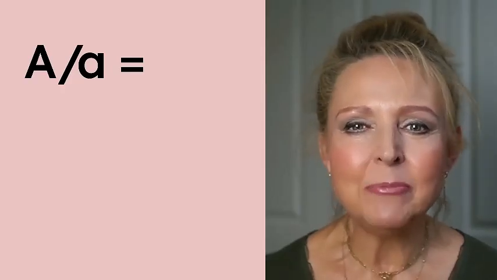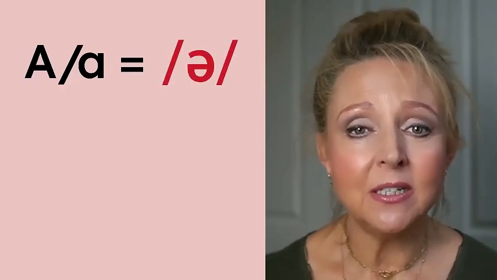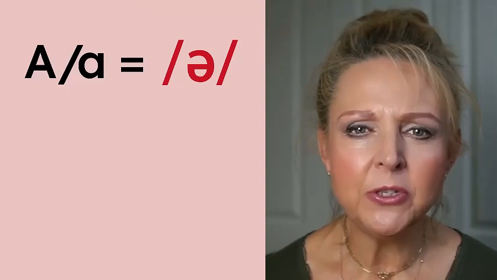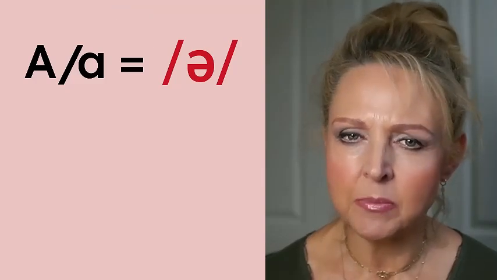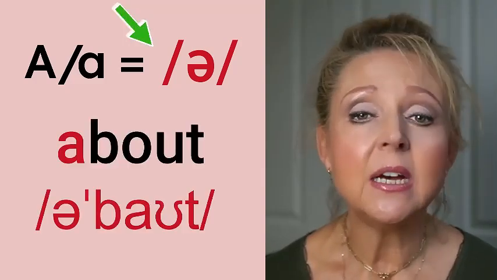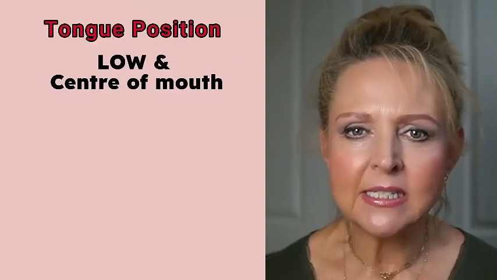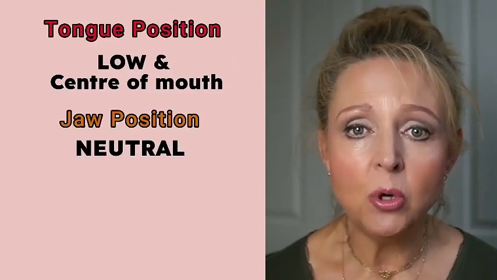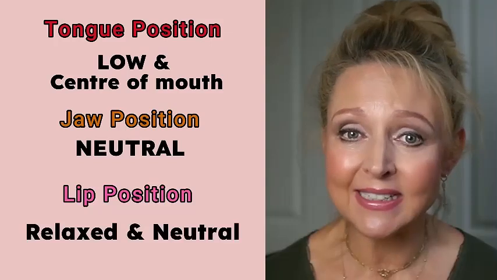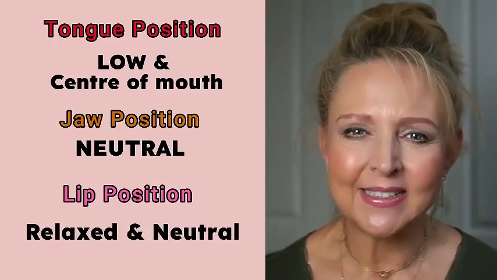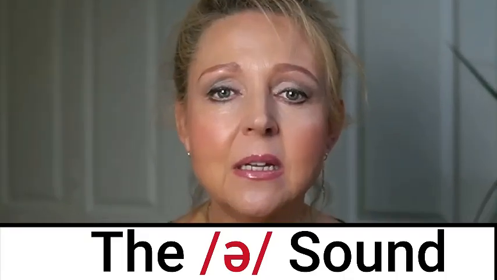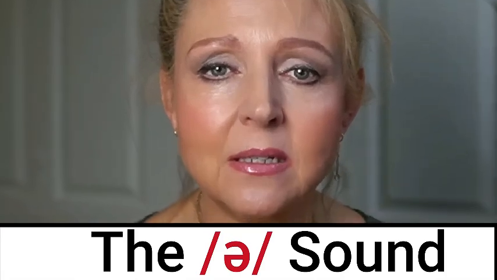Now for the letter A, pronounced as the schwa sound. This sound is often used for unstressed words and syllables, as in the word about. So to make the sound, your tongue is low and central, jaw is neutral, and lips relaxed and neutral, like this. Easy peasy. Now try these practice words.